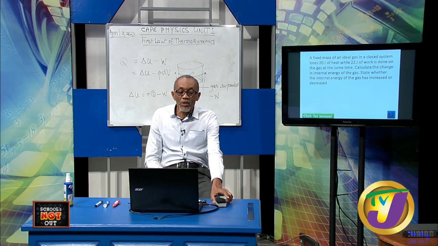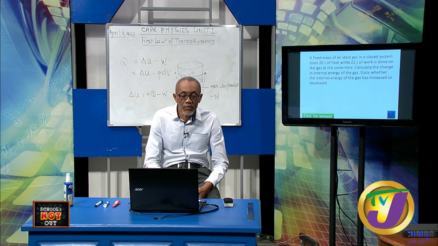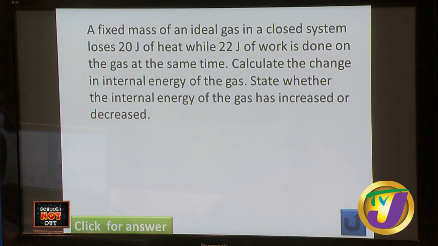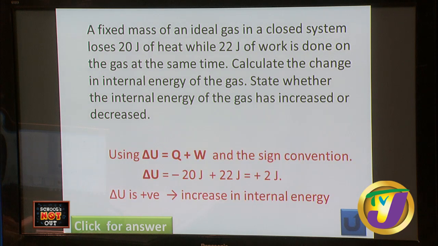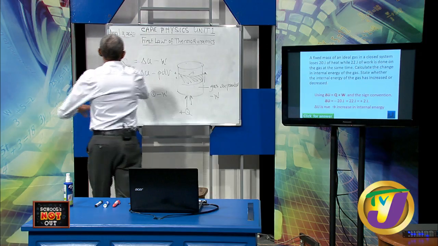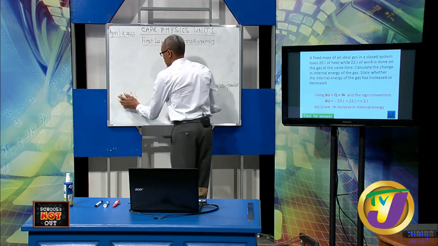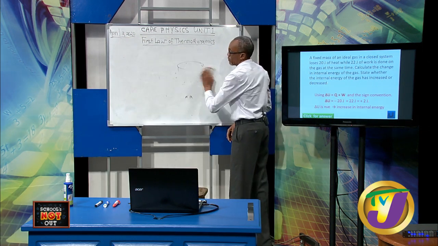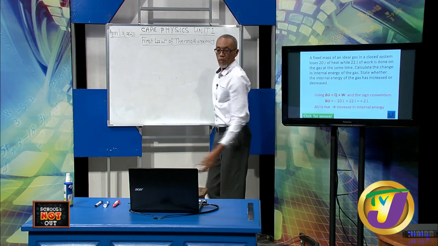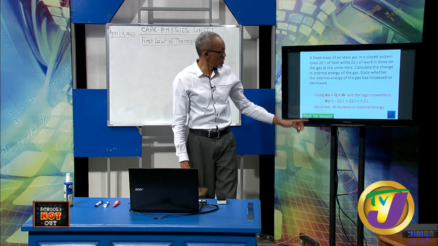All right, it says a fixed mass of an ideal gas in a closed system loses 20 joules of heat while 22 joules of work is done on the gas at the same time. Calculate the change in internal energy of the gas and state whether the internal energy of the gas has increased or decreased. So let's click for the answer. Here we see the result here.